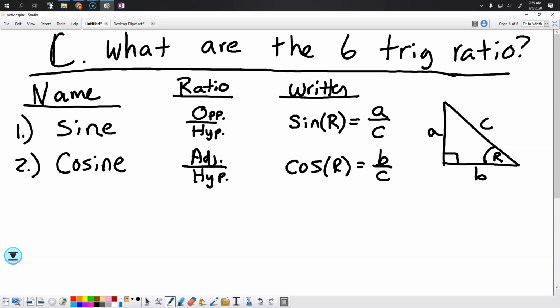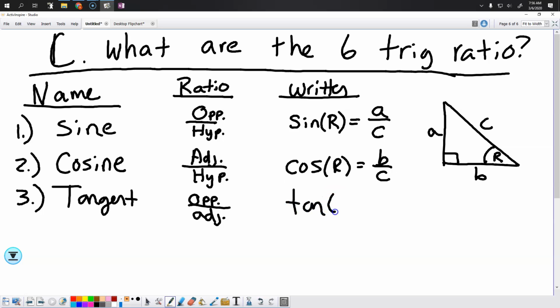All right, let's do the third one. The third one is tangent. Tangent is, good job, opposite over adjacent. Opposite over adjacent. So here's how you write it. Tangent of R is what over what? Opposite over adjacent. A over B. Good.